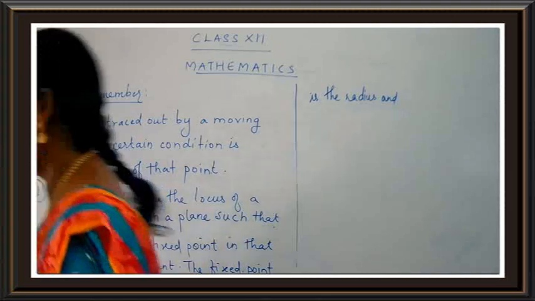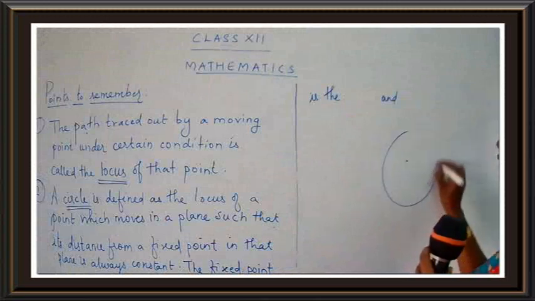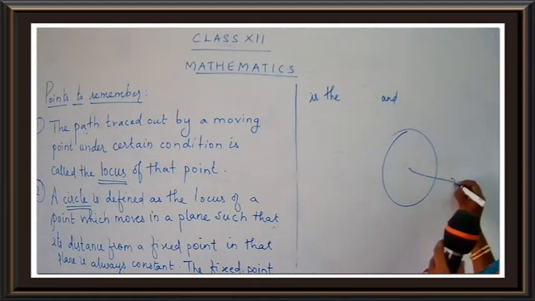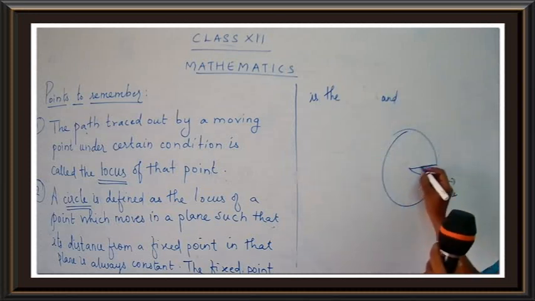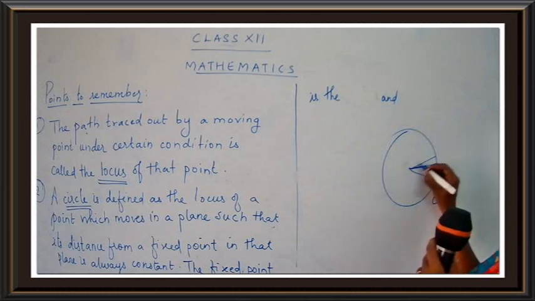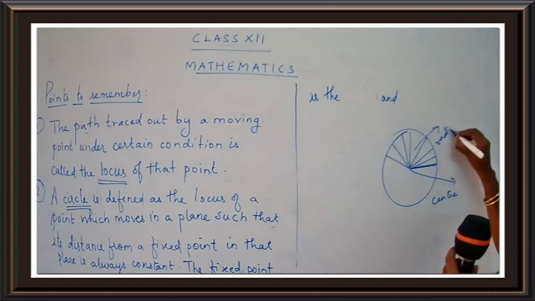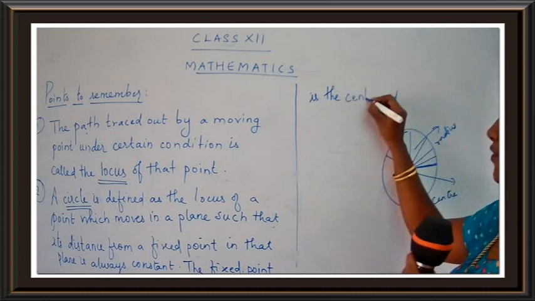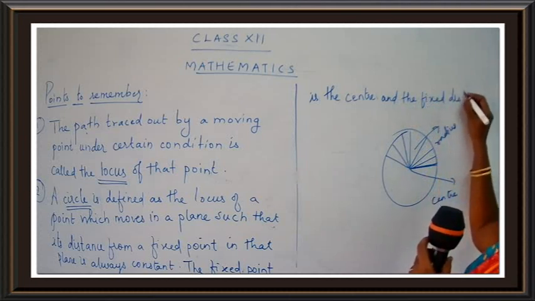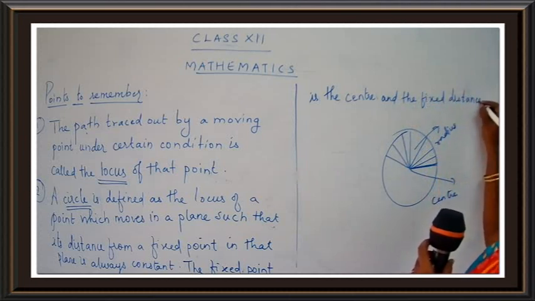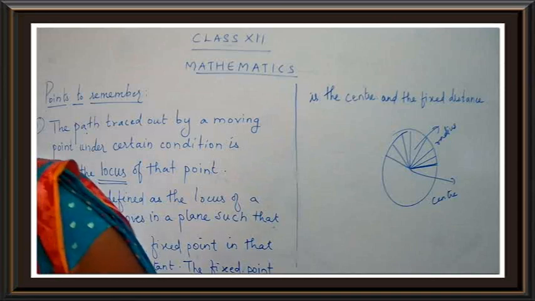The constant distance is the radius of the circle. So the fixed point is the center. When you talk about a circle, the fixed point is called the center of the circle. Suppose this point is moving along a path, so it is going to move along the same distance. And what is this distance called? This distance is called the radius. The fixed point is the center and the constant distance is called the radius of the circle.